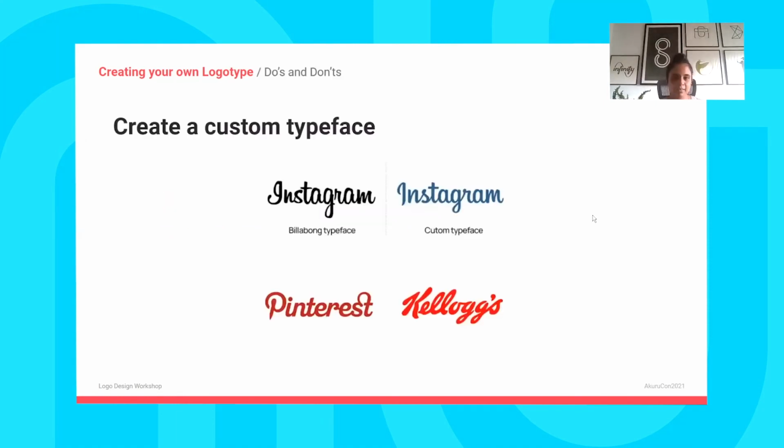We have all seen Instagram's logos. The very first word mark was actually not a custom designed word mark or typeface. It was just typed out using the Billabong typeface. Billabong typeface was designed by Type Association. And if you download the Billabong and type the word Instagram, you will see exactly this.